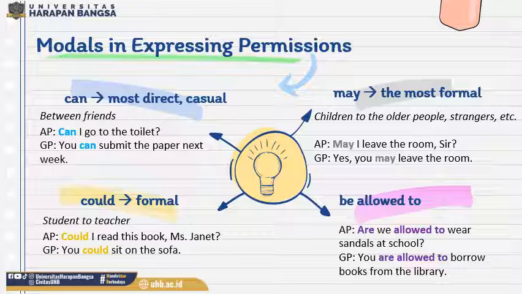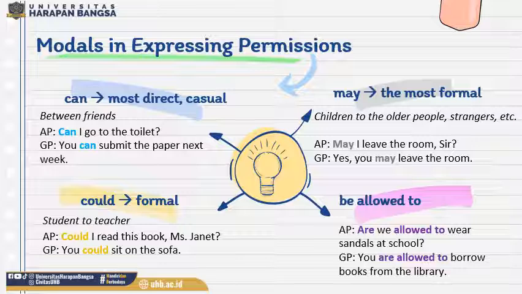Next is could. Could is more formal than can. Jadi bentuk could ini lebih formal daripada can. Kalau can tadi kan dipakai untuk informal atau casual communication ya. Kalau could dia dipakai untuk formal communication. Biasanya dipakai misalnya antara student to teacher, siswa ke gurunya, atau misalnya children to parents, anak-anak ke orang tuanya, karena biasanya conversation ini akan lebih sopan ya. Si anak akan menunjukkan kesopanan, jadi makanya modal yang dipakai adalah could.